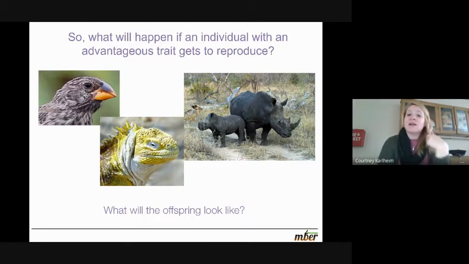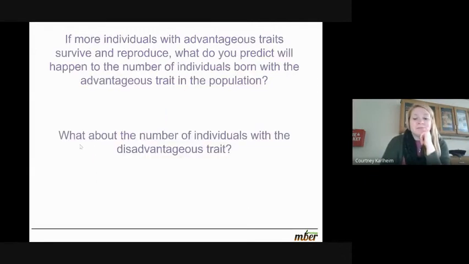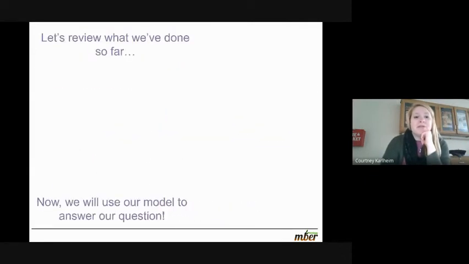So the one with the advantageous trait produces more offspring, population increases, more individuals with the advantageous trait survive and pass on their trait. Exactly what y'all said. And then it was just our model.